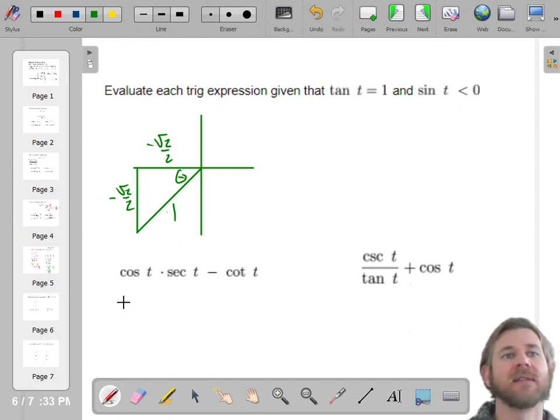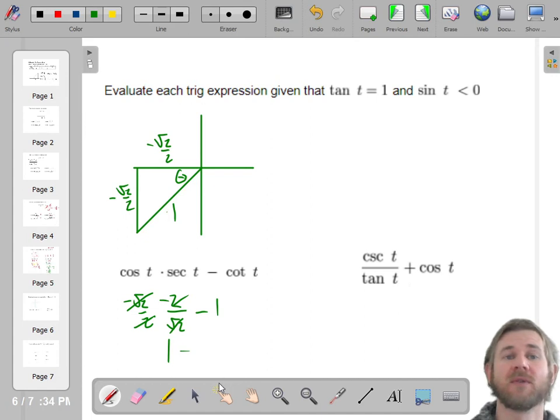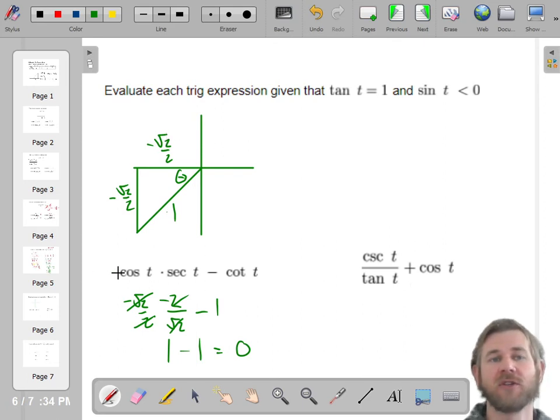So cosine is negative radical 2 over 2. Secant, negative 2 over radical 2. Wait a minute. Cosine times secant, those are reciprocals. They all cancel out and you just get 1. So this is 1 minus, cotangent is the reciprocal of tangent. Well, if tangent's 1, then guess what? Cotangent's 1. So this is saying 1 minus 1 equals 0. Whatever angle you pick here where tangent is 1, you will get 0 if you evaluate this out. Okay, that's kind of cool.